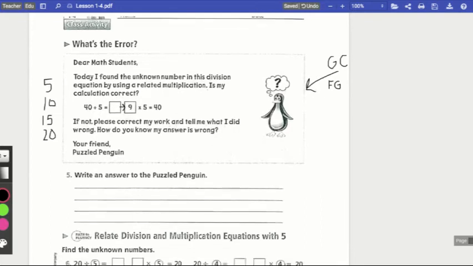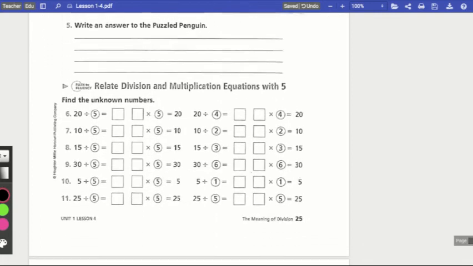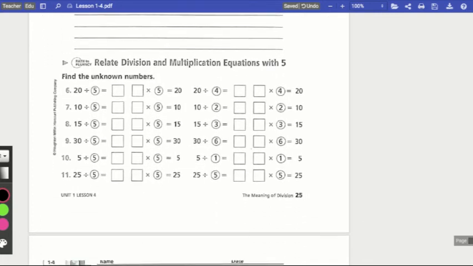We'll come back to that after this lesson. Now down here, I wanted to make sure that we have a chance practicing flipping these, okay? 20 divided by 5 is equal to blank. And then they're showing it flipped. So it's the same thing as blank times 5 equals 20.